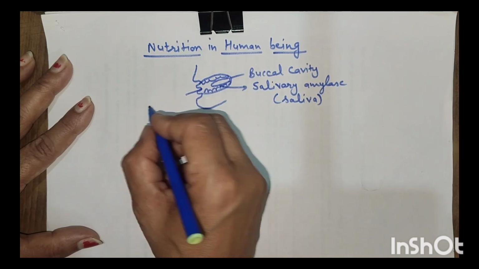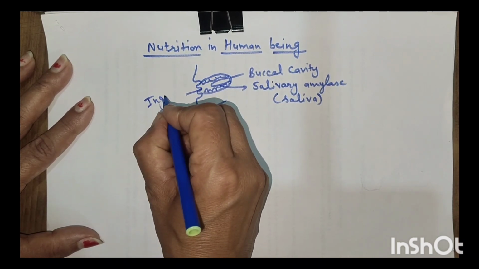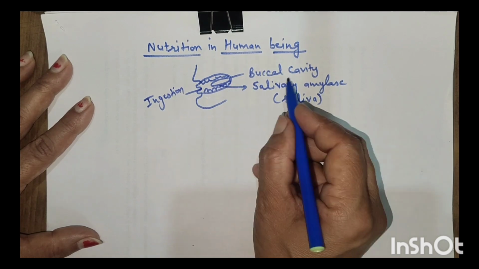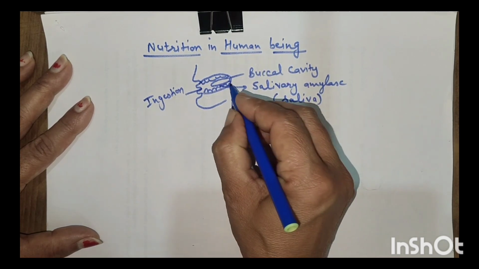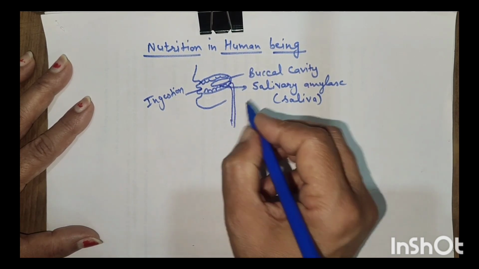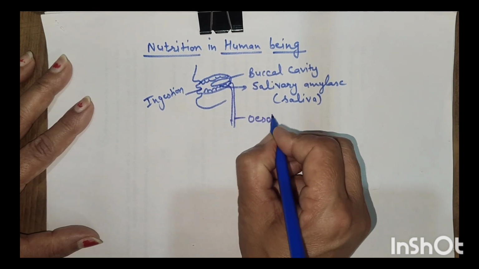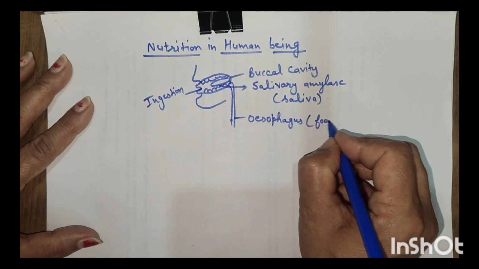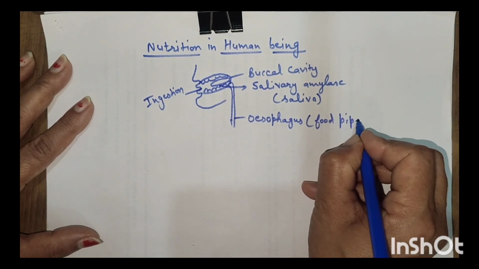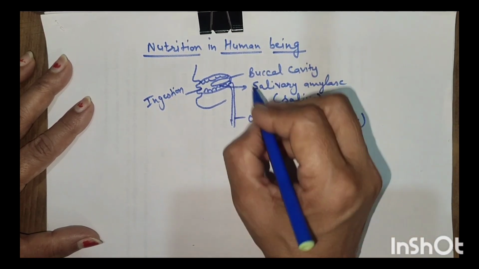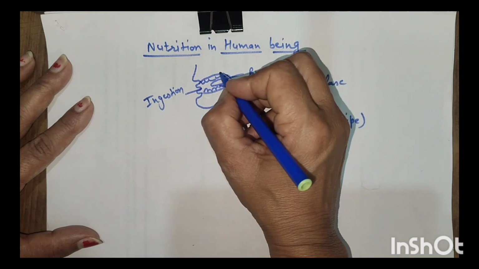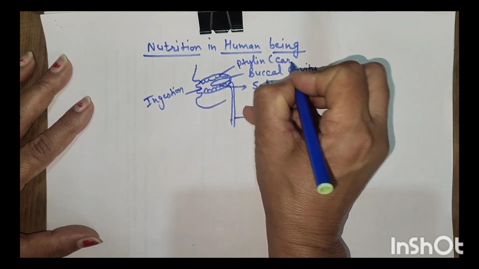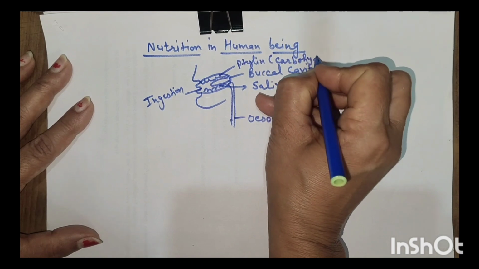The first step is ingestion. Intake of food by the mouth is called ingestion. Now the food passes through the esophagus or food pipe. Here no digestion takes place, but in the buccal cavity there is an enzyme, ptyalin, which helps in the digestion of carbohydrates.